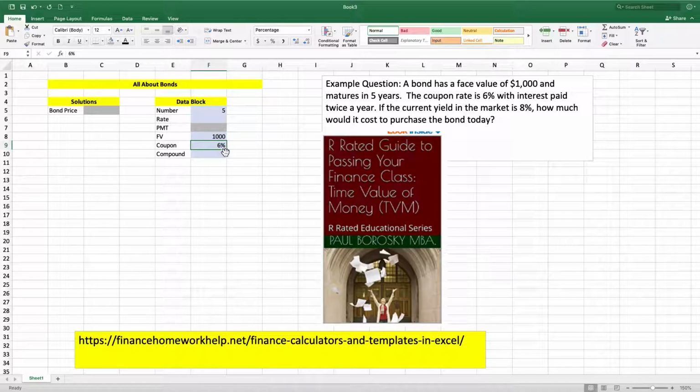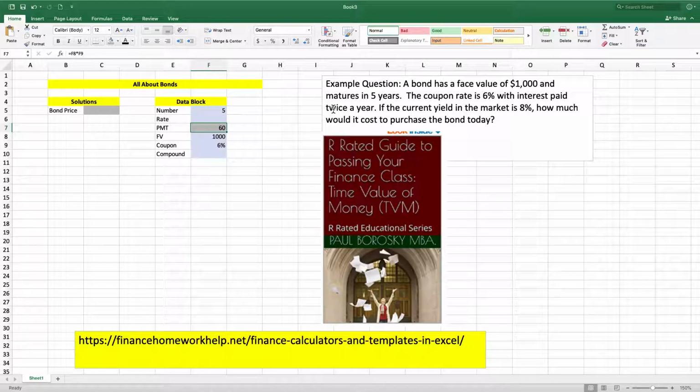Now, once we know what the coupon rate is and what the future value is, we're going to hit that payment. We know how to do the payment. To calculate the payment of the bond, we take that $1,000 and multiply it by that 6%. That tells us the payment, so we get $60 payments every year.